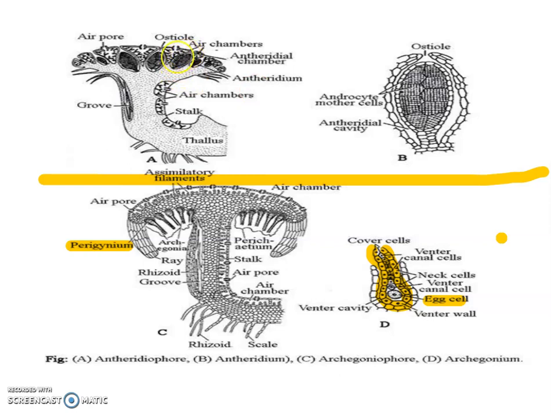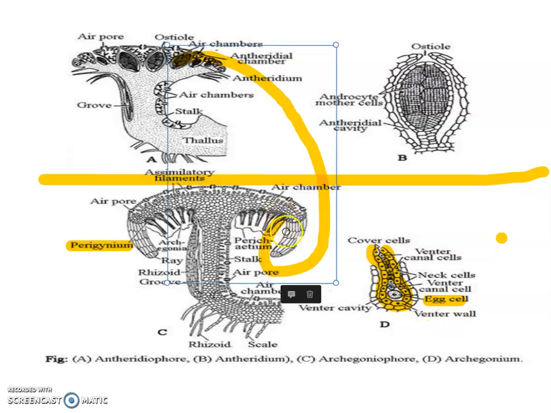These sperms or antherozoids move from the antheridium to the archegonium's eggs, where they fertilize. Fertilization takes place here. After fertilization, this egg cell is converted into an oospore, and the oospore develops into a sporophyte.